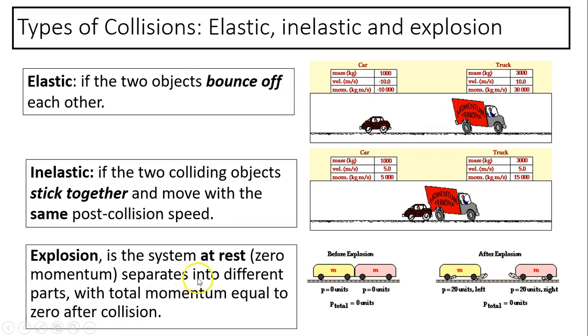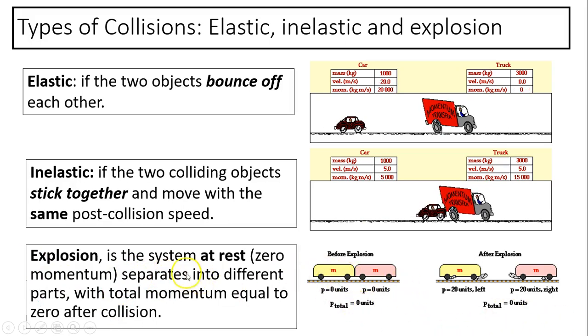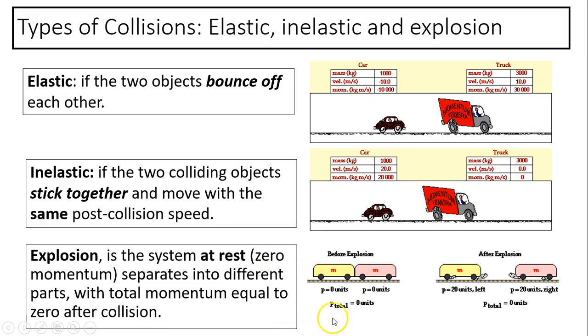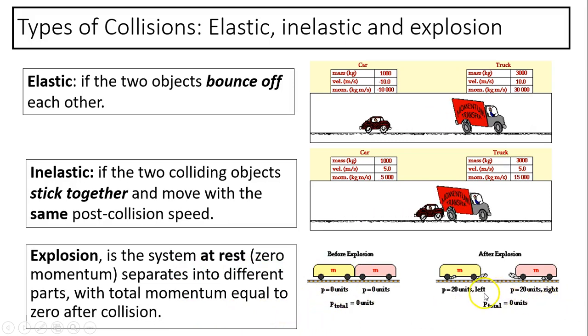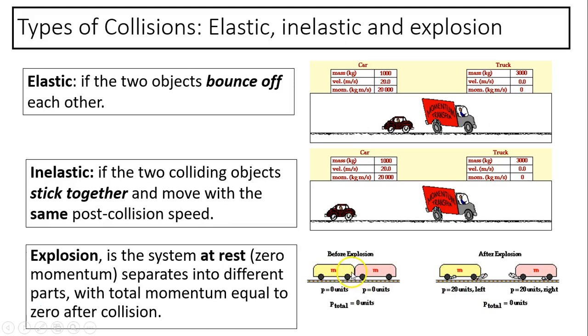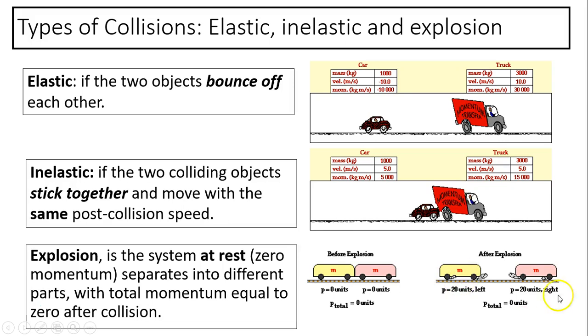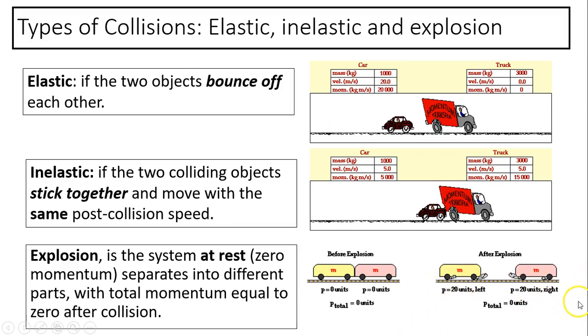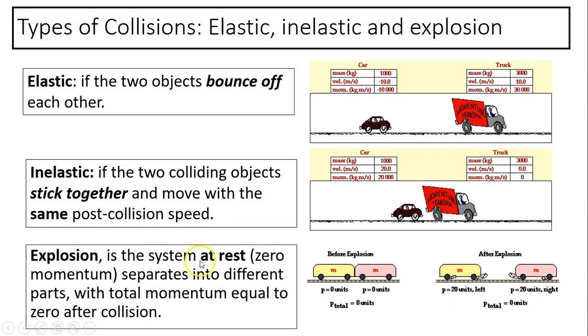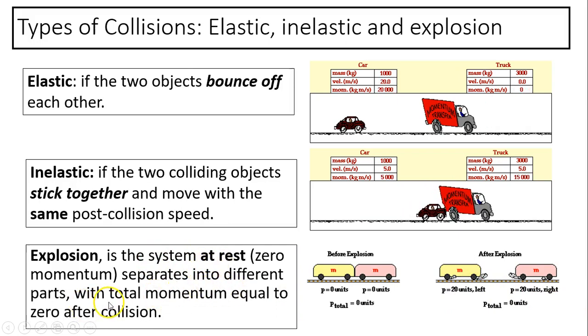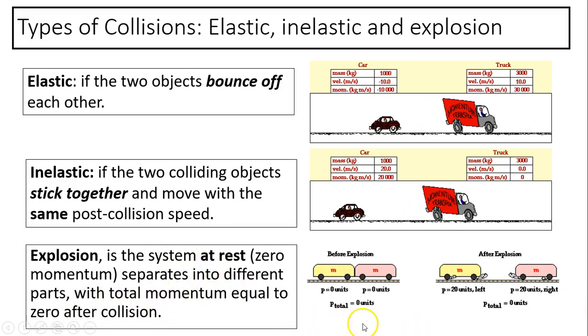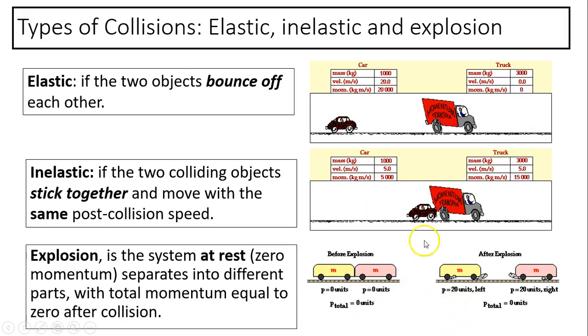An explosion is a collision that happens when the system is at rest initially, then separates into different parts. In this case, the two cars are at rest. Maybe there's a spring between them. When the spring is released, one car goes backward and one car goes forward. This is called an explosion. An explosion is a system at rest that separates into different parts. The total momentum equals 0 after the collision. So in all the collisions, momentum is conserved.